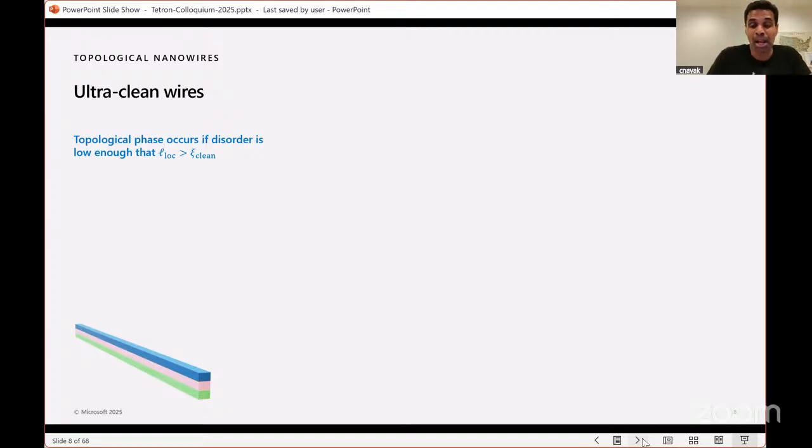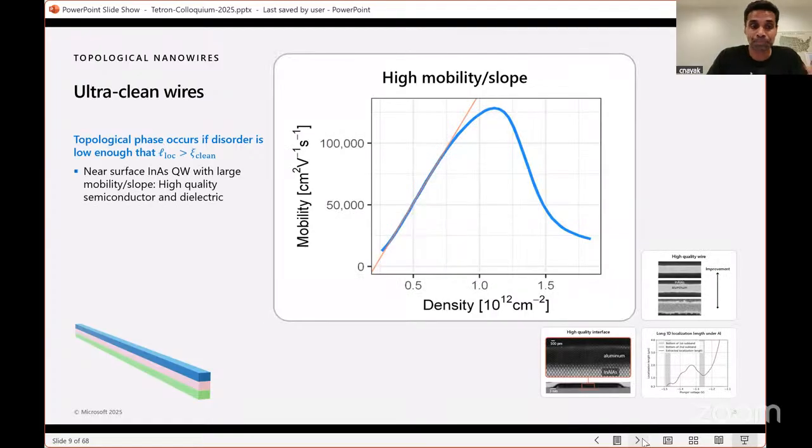And for the kind of nanowire that I described, this gate-defined nanowire on a two-dimensional electron gas or on a quantum well, you need the underlying quantum well itself to be very high quality. And that starts with a near-surface quantum well with high mobility and high mobility density slope. And what you can see is that we've accomplished this. This is data from an actual quantum well with a mobility density slope in excess of 100,000. So that's a factor of 3 to 4 above what the state of the art was when we started.